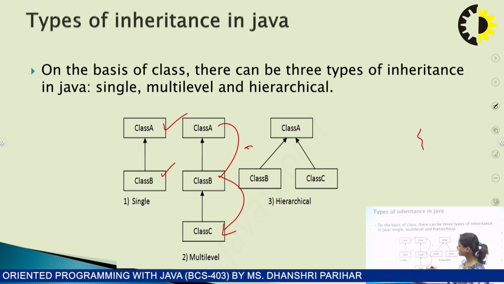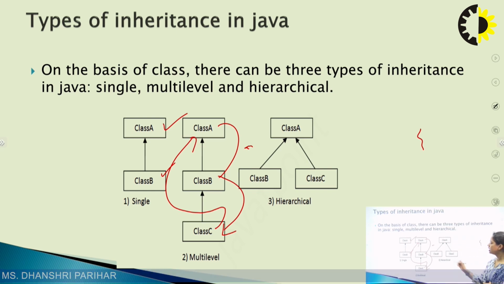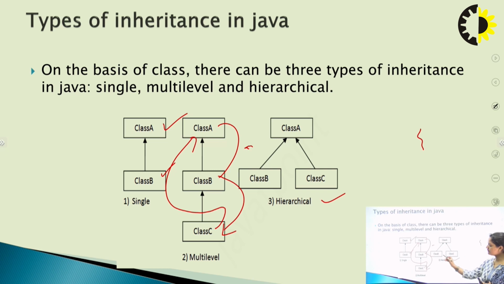So we can say that C can also have access to its ancestor class A, a grandparent class, in short. And the third one is hierarchical, where we have two siblings, two children of the same parent class. These two classes are not interlinked, but B can have access to the features of A, and C will also have access to the features of class A.